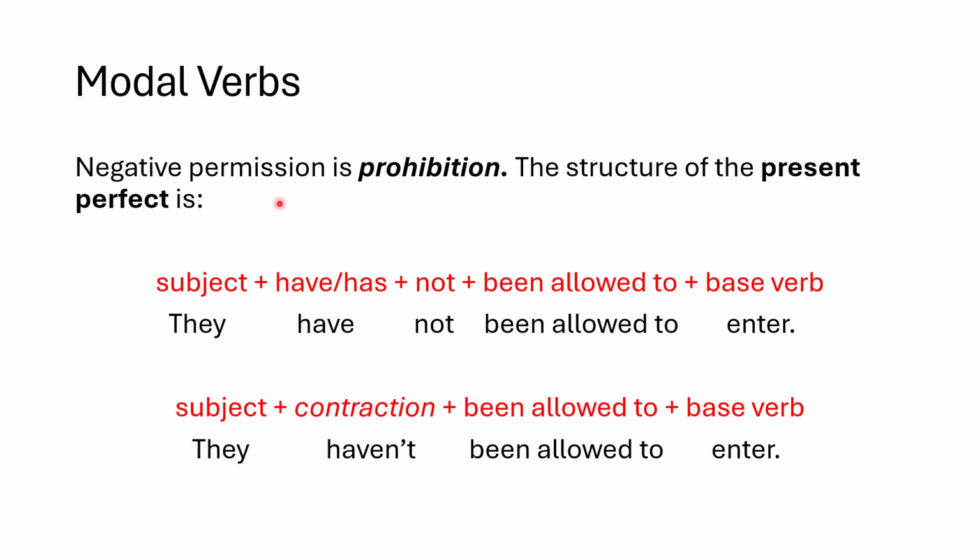Negative permission or refusal of permission is prohibition. The structure of the present perfect is subject plus have or has plus not plus been allowed to plus base verb. They have not been allowed to enter. Have or has and not can also be a contraction. Subject plus contraction plus been allowed to plus base verb. They haven't been allowed to enter.